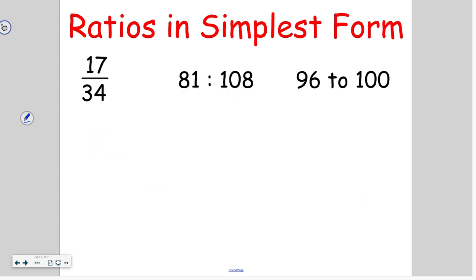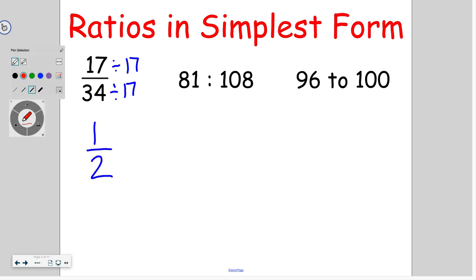Pause the video for a minute and go ahead and try these 3 problems on your own. First one's a little bit tricky. 17, yes, is a prime number, but remember that a prime number means that it can be divided by 1 and itself. It so happens that 34 can also be divided by 17, so we end up with a final answer of 1/2 as our ratio.